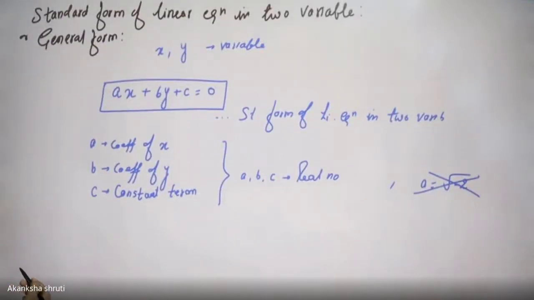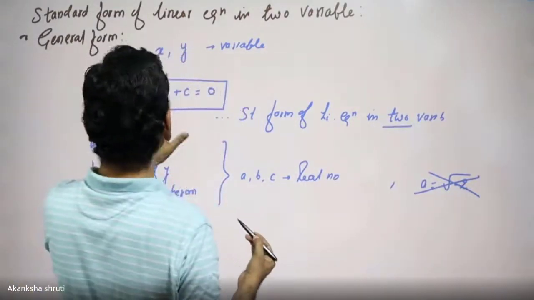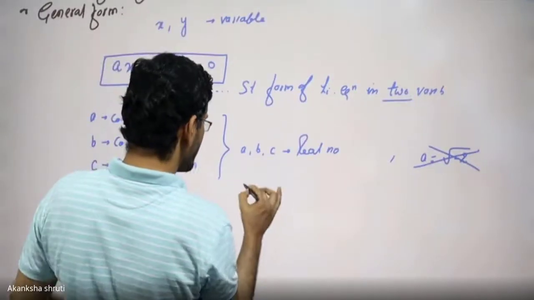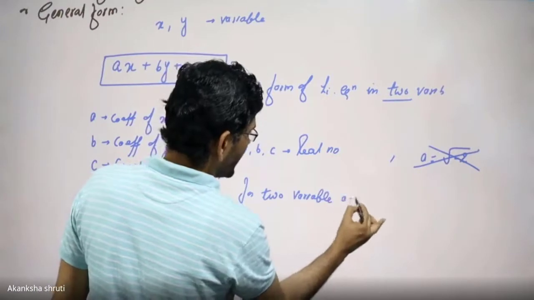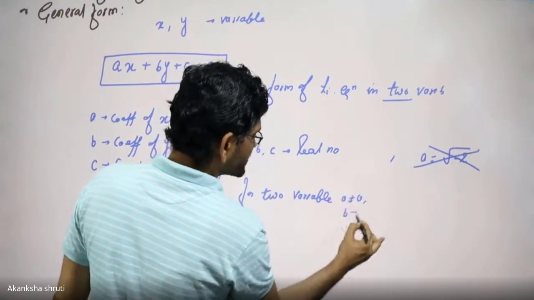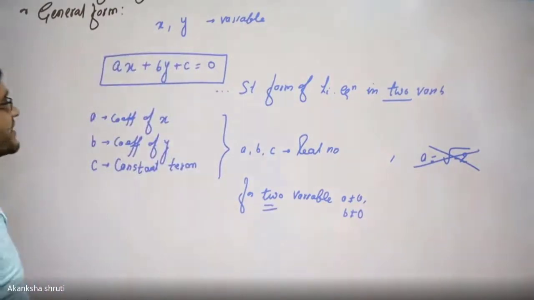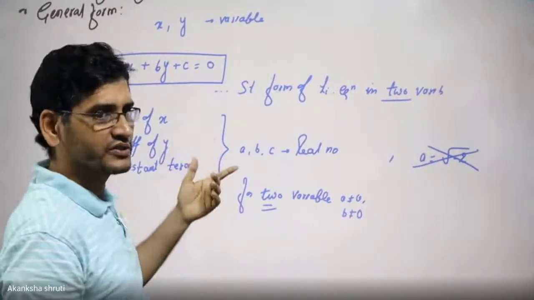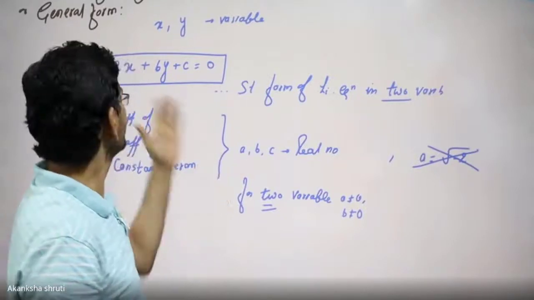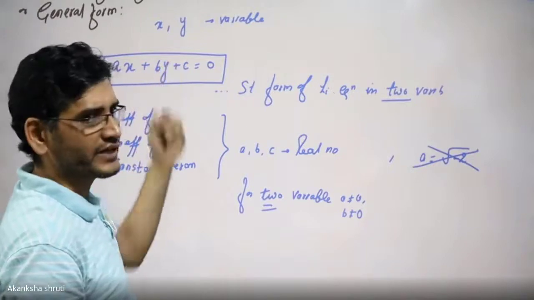Students, for maintaining this as two variables, none of these should be 0. For two variables, a should not be 0, b should not be 0. Then it will be two variables. Students, let us consider the b value is 0. Then what does it become? 0 multiplied by y becomes 0. 0 added to something becomes what? It becomes that number only. 0 does not have any meaning.